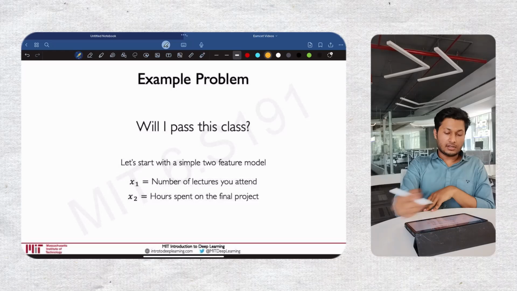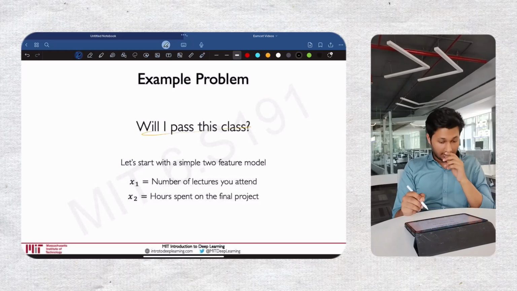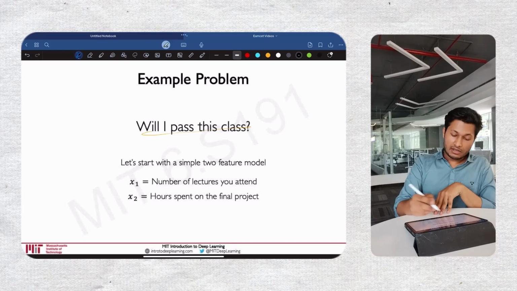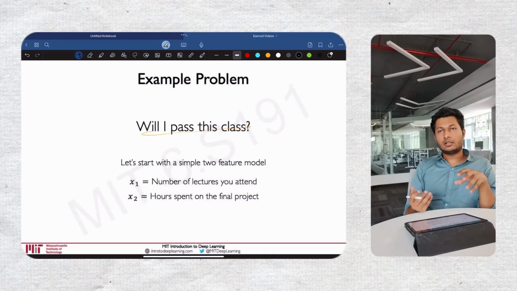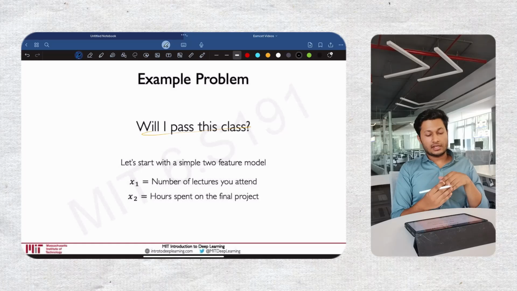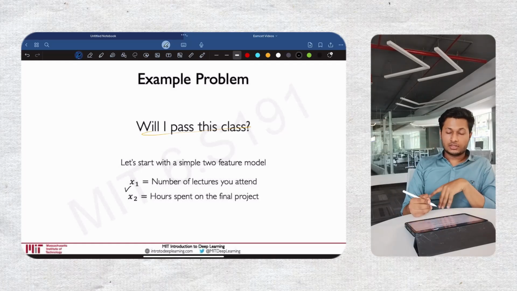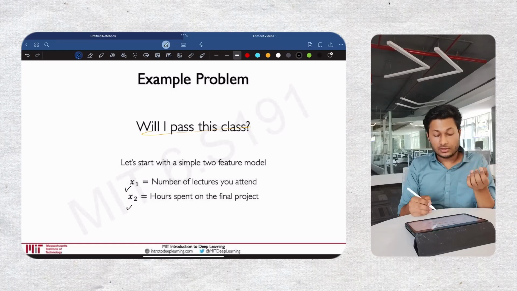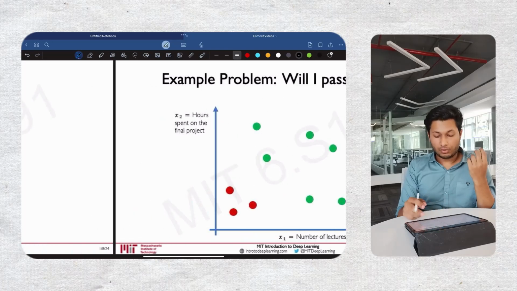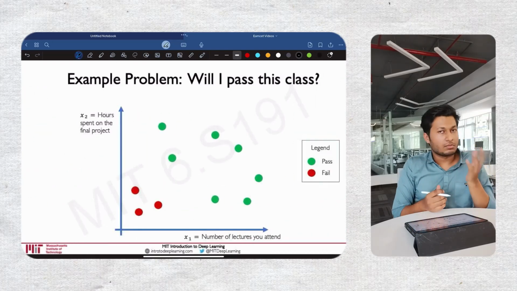For a basic example, let's say we have asked the question, will I pass this class? For this we have a few features, which we can consider as the inputs of our neural network. The first input is x1, the number of lectures we are going to attend, and the second input is the number of hours we have spent on our final projects.